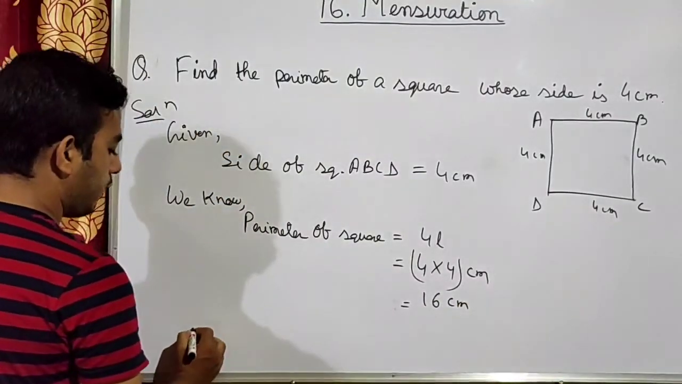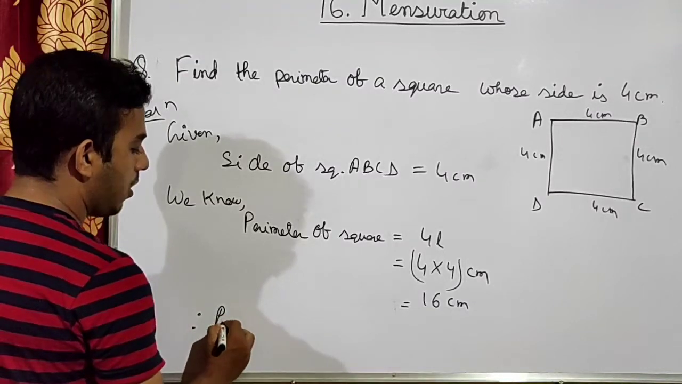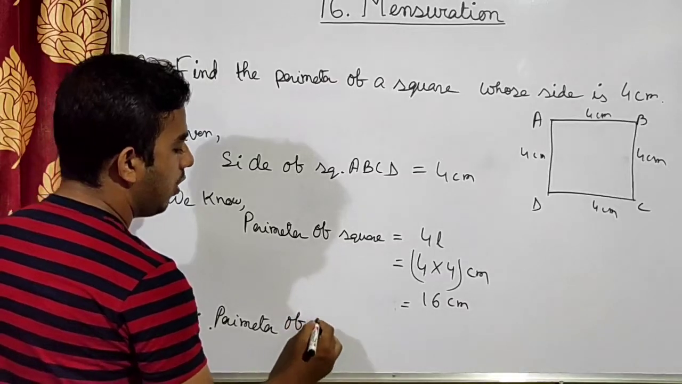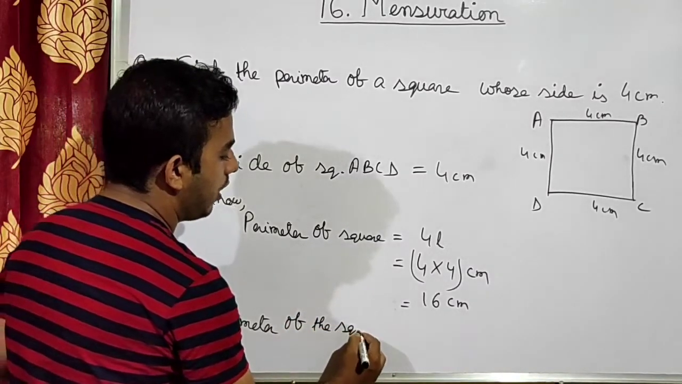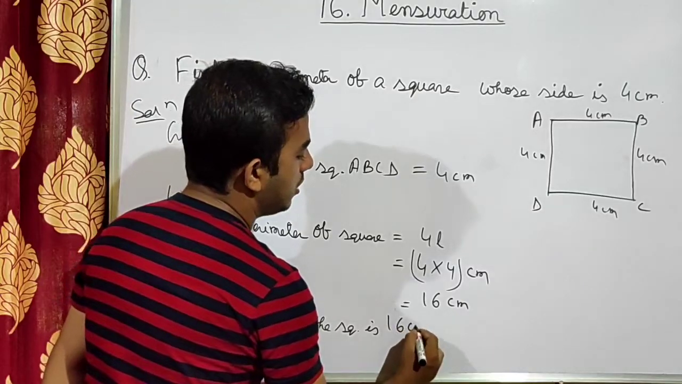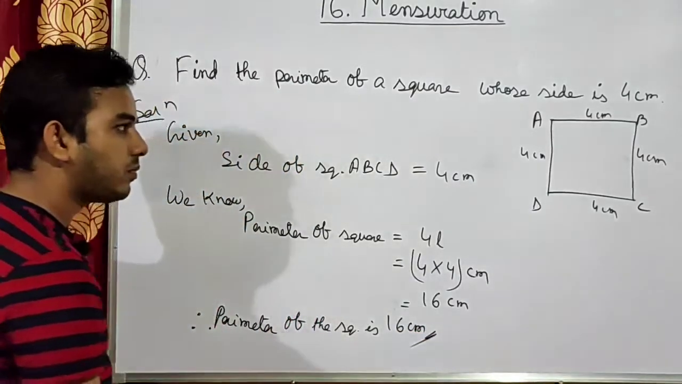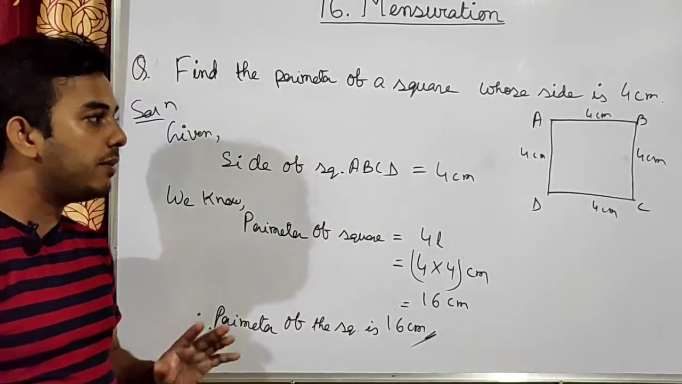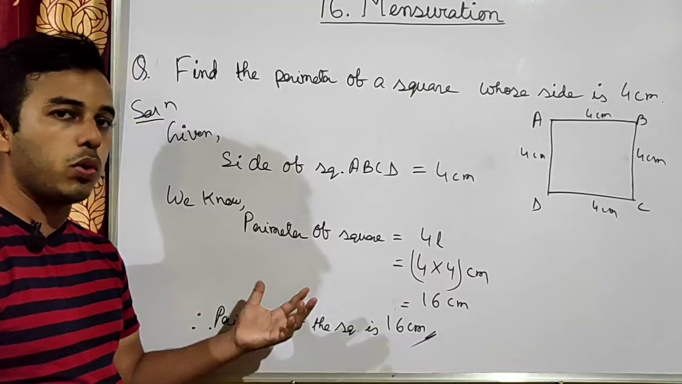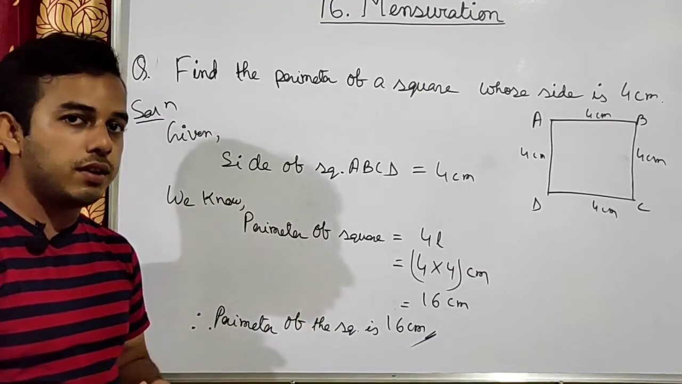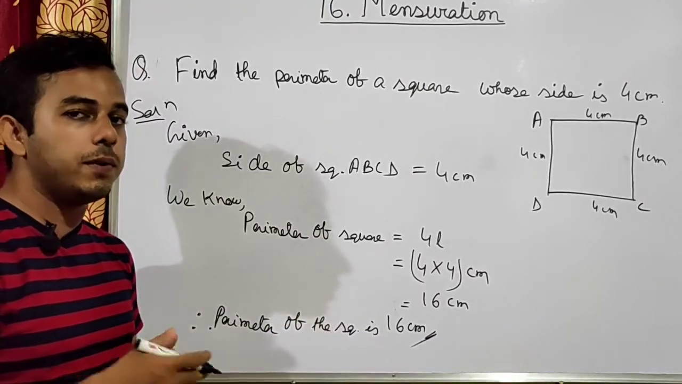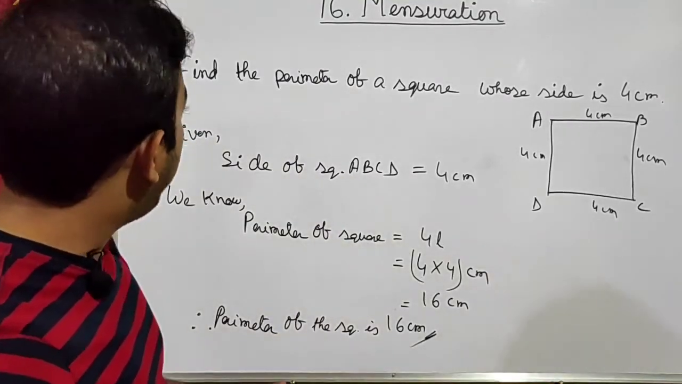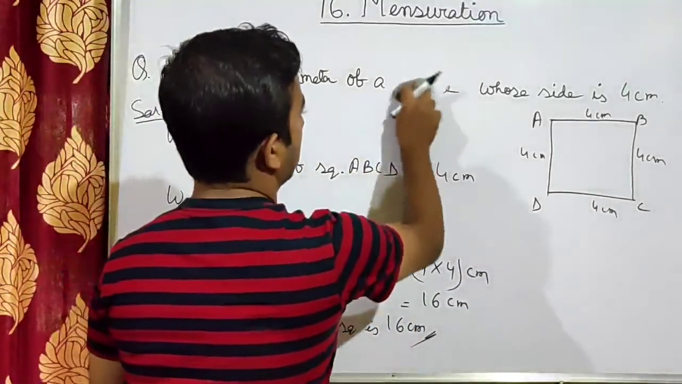So at last we will write, therefore perimeter of the square is 16 centimeter. I hope this is clear to you how to find the perimeter of a square. Okay. So the next figure is a rectangle. Let us find out the perimeter of a rectangle. So let's write in the question, find the perimeter of a rectangle.